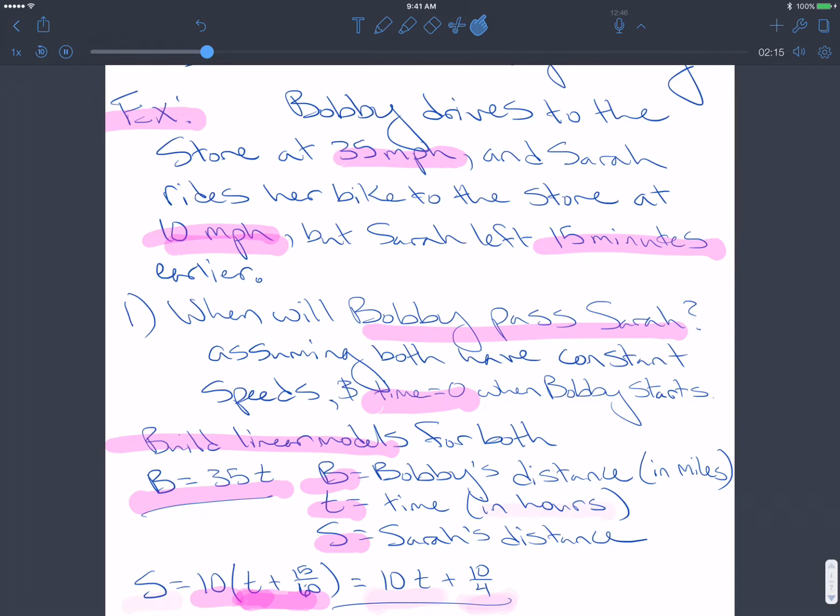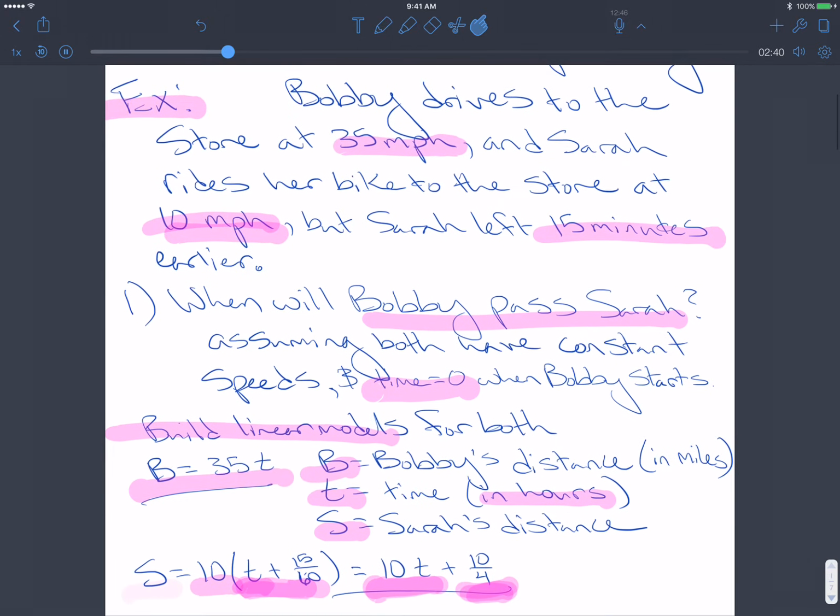Minutes is not in hours, and I said the time is in hours, so I want to convert her 15 minutes to hours, and 15 minutes, there's 60 minutes in an hour, so that's 15 over 60 in terms of distance. So she travels at 10 miles per hour, so we multiply that by the number of hours that it takes her, and then we are adding the distance that she had already traveled before Bobby left.